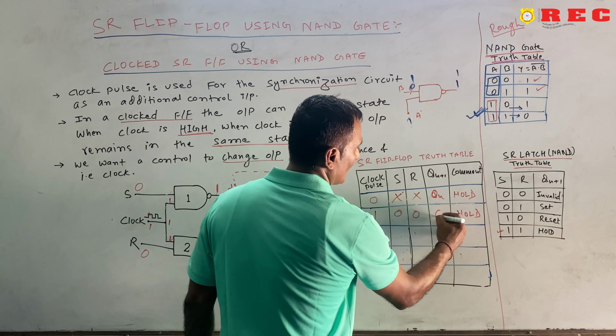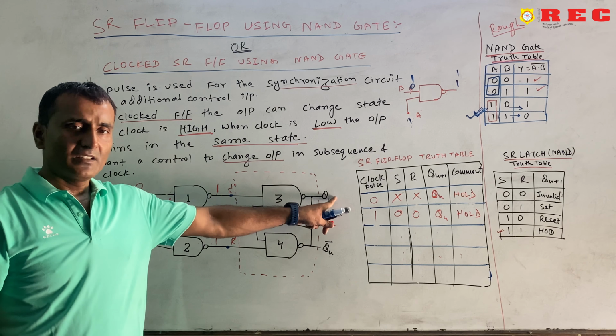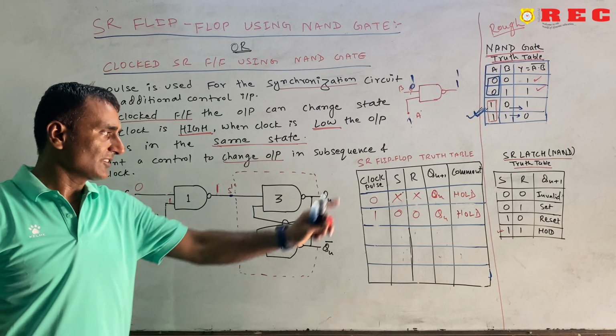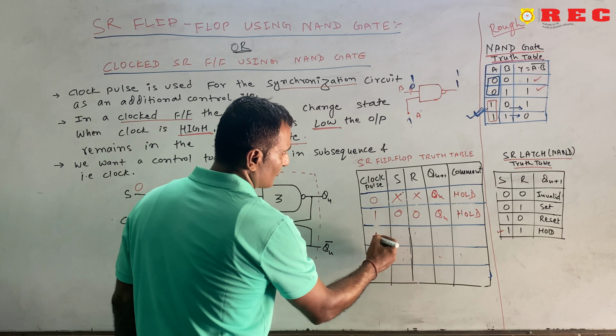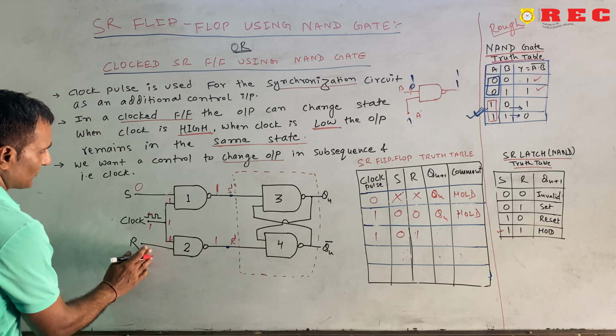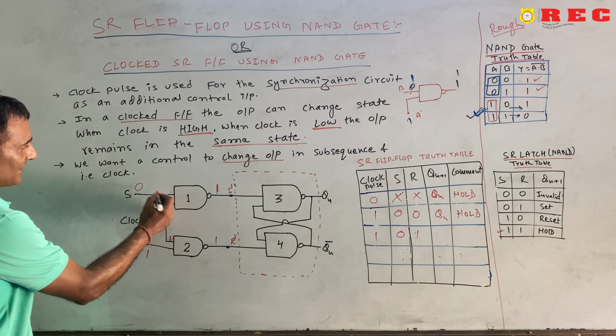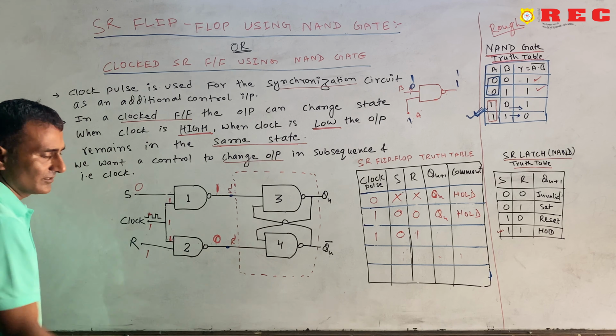So, this will be the hold, and the hold means Qn, the last input output, that was the Qn. Now, the next condition, when clock is equal to 1, we can also say the trigger, and S is equal to 0, R is equal to 1. So, what will happen? If this is 0, again this is 1. If this is 1, now this will be the 0.